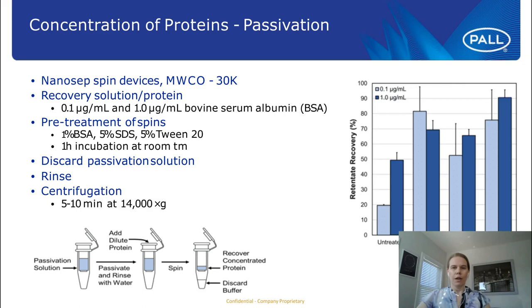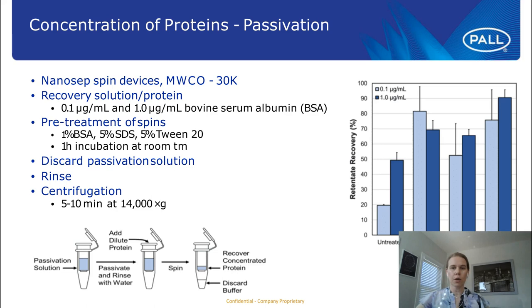Let's talk a little bit about the passivation. Really, passivation is just an additional step that you would need to perform in order to potentially increase your protein recovery. And we do hear some feedback from the field where customers mention that the protein recovery is not great. So this study example just really confirms that performing that additional step, the passivation or pre-treatment of the membrane, can significantly improve protein recovery.